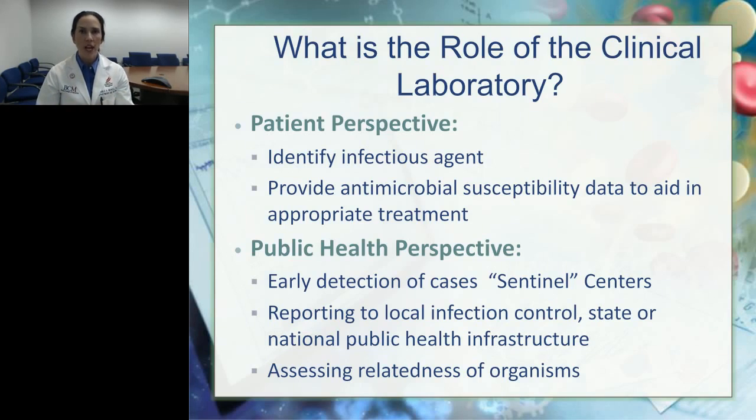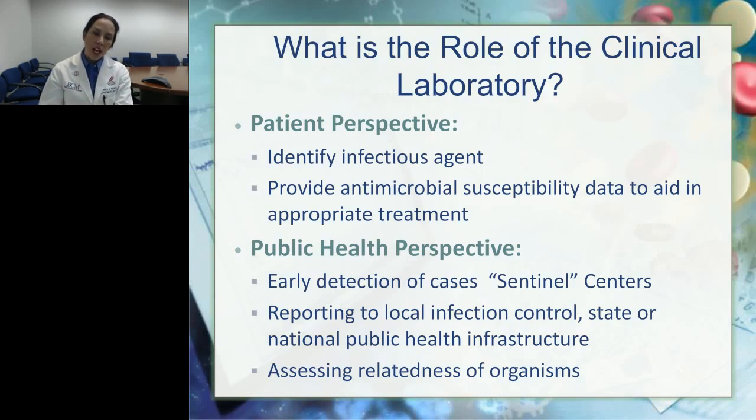From a public health perspective, it's more complicated, and we play essentially roles as sentinel centers. So clinical labs are like the canaries in the coal mine, if you will. We are the early detectors. So the first case of that Shiga toxin-producing E. coli O121 was somebody's clinical lab. And so our role is to detect and identify and report. And we have a very well-established reporting structure through our local infection control, through our state and national public health, and then all the way up to the CDC.